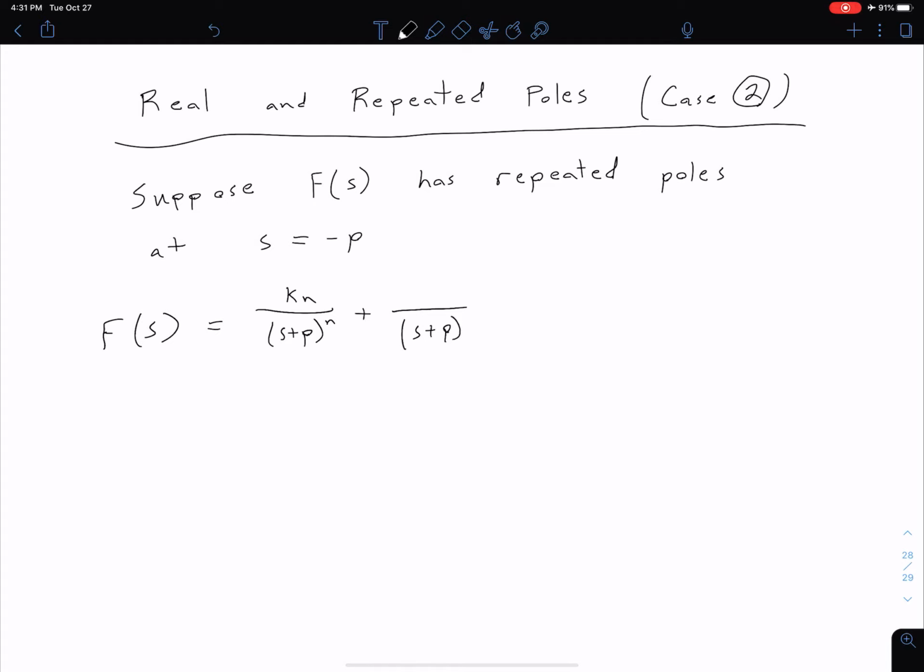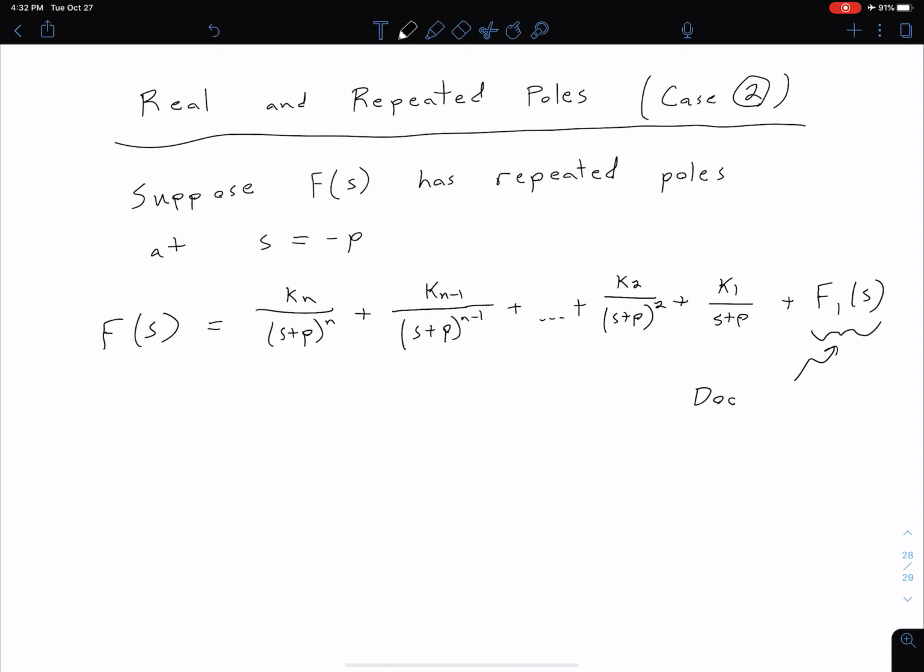So we have (s plus p) to the n minus 1, and that coefficient we can call k sub n minus 1, plus dot dot dot all the way down to, let's say, k2 over (s plus p) squared, plus k1 divided by (s plus p), and that quantity s plus p is just to the power of 1 now. And then to account for any other parts of our denominator, we can also say we have plus F1(s), where this F1(s) is just going to be any part that doesn't have a pole at s equals negative p.